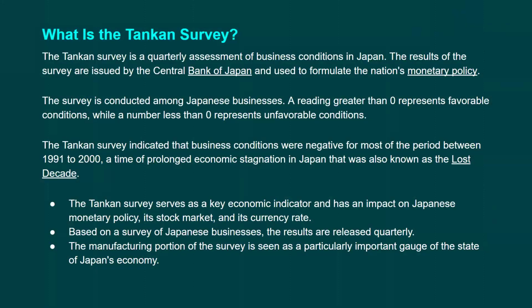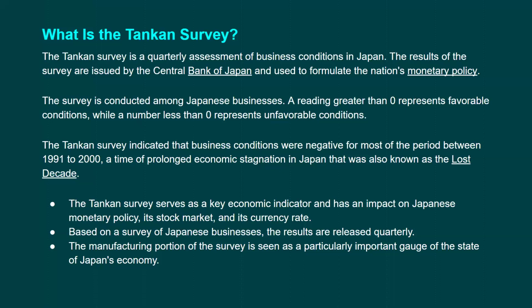With Japan, I would encourage you, like what we did with Germany, there is something called the Tankan survey, and that also looks at the assessment of business conditions. There's a survey of what they think. If things are positive, it's above zero. If it's negative, it's below zero. And it looks at the conditions, and they were negative.